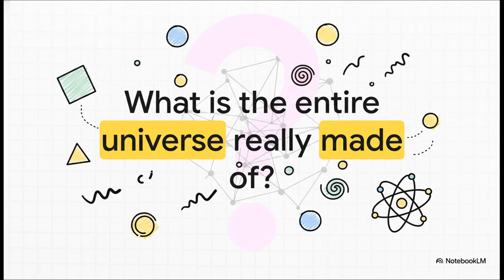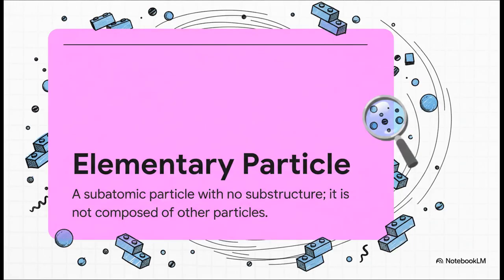And for the past 50 years or so, our best answer has been a theory so successful, so powerful, that it's just called the Standard Model. Think of it as an inventory of all the fundamental stuff, and crucially, the rulebook for how all that stuff gets to interact. So here's the key idea.